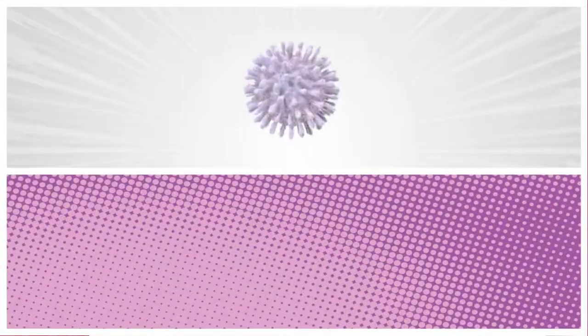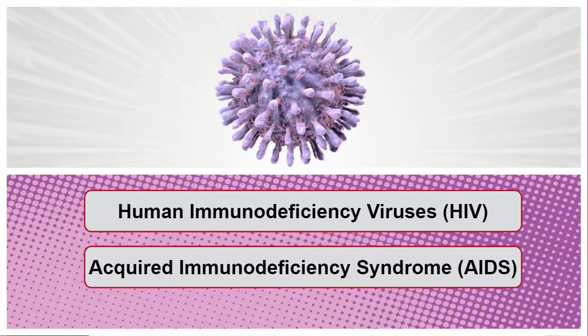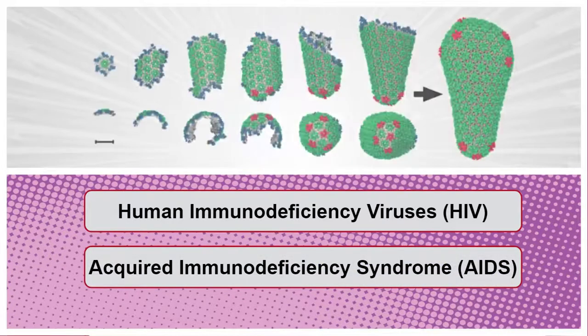Another dangerous virus is the human immunodeficiency virus, also known as HIV. HIV can damage the immune system, causing acquired immunodeficiency syndrome, otherwise known as AIDS. This figure shows a computer simulation study representing the stepwise assembly of the HIV-1 capsid. This step is necessary for the maturation of the virus and to allow infection.